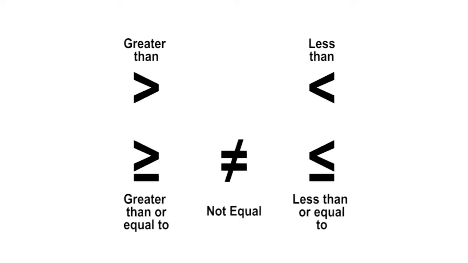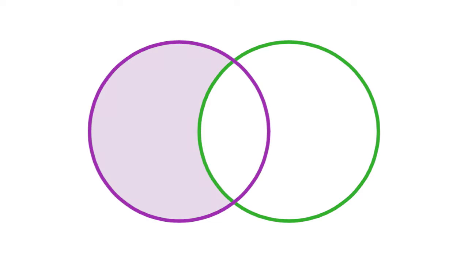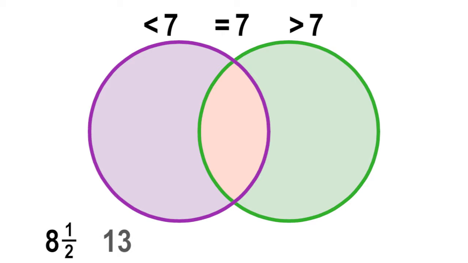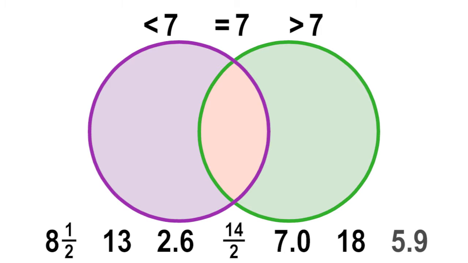not equal. Let's organize a group of numbers in a Venn diagram. The purple only part of the circle represents the values less than 7. The green only part of the circle represents the values that are greater than 7. The center part that overlaps both circles represents the values equal to 7. The numbers to place are 8 and 1/2, 13, 2 and 6/10, 14 halves, 7 and 0/10, 18, 5 and 9/10. Let's start with the 8 and 1/2.